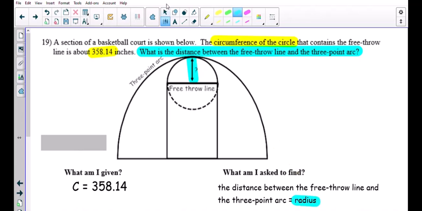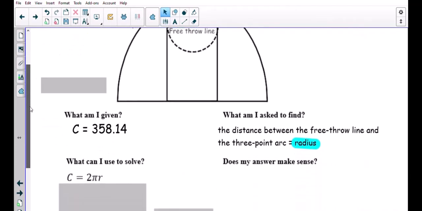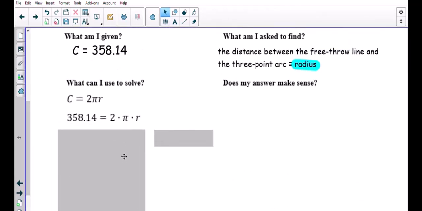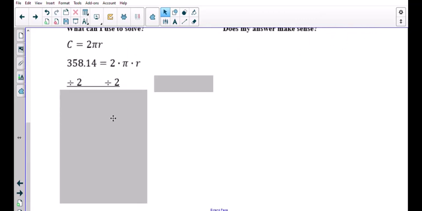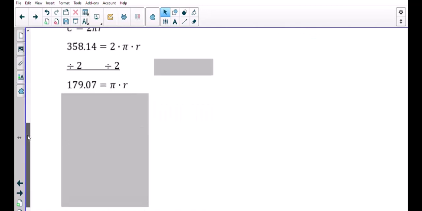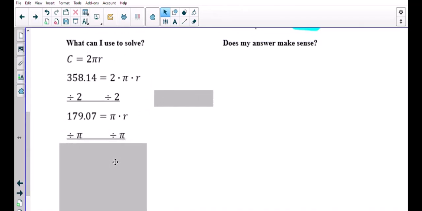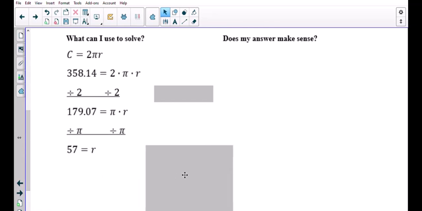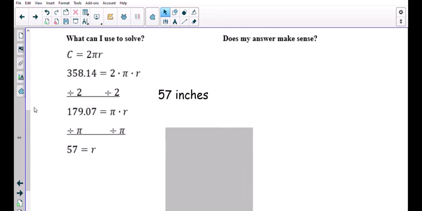So we've got our formula, C equals 2 pi r. We need to find the radius. Replace C with what we know it is, which is 358.14. Divide both sides by 2. I like to divide by 2 first because when I divide by pi, it gets me a nasty decimal, so it's better to just divide by 2 first. I get 179.07 equals pi r. Now I divide both sides by pi, and 179.07 divided by pi gets me 56.99975132. So that's going to be about 57, which means we're looking at about 57 inches.